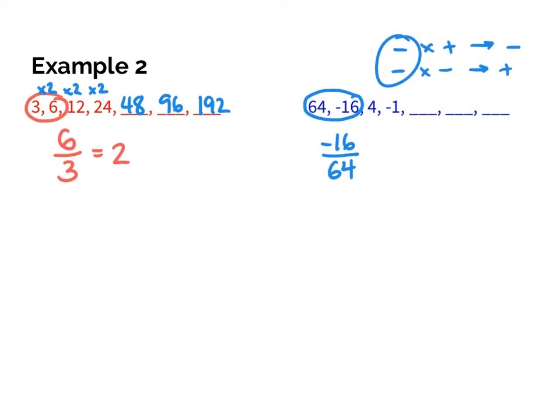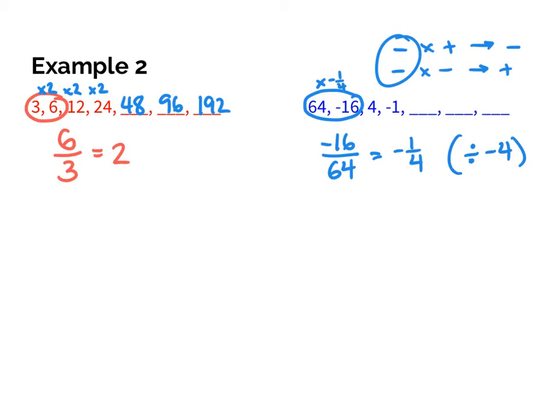So if I were to do that, that would simplify down to negative 1/4, which means that my common ratio is going to be negative 1/4. Now what that means is that I'm technically multiplying by negative 1/4 every time. Another way to think about this is technically dividing by negative 4, because we can view this as division. All right, so that's my common ratio.